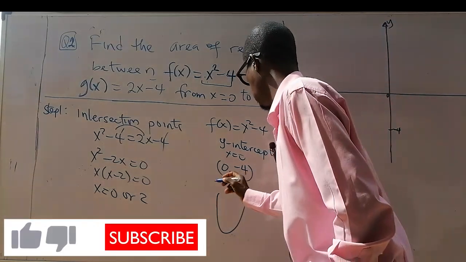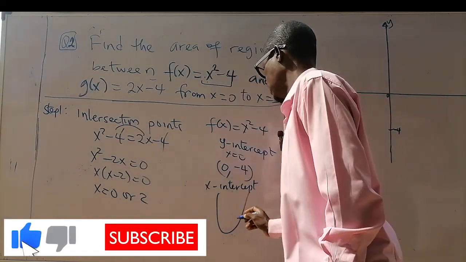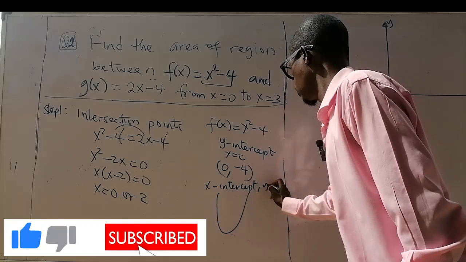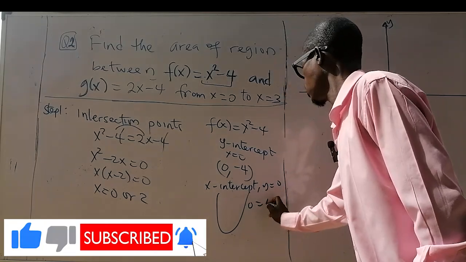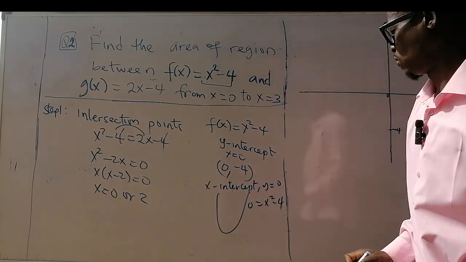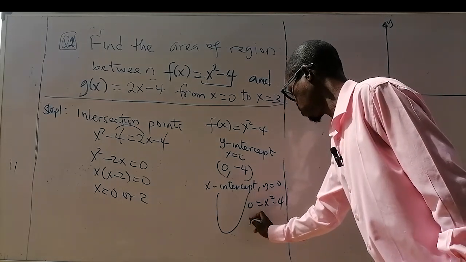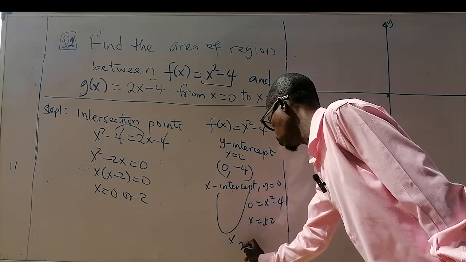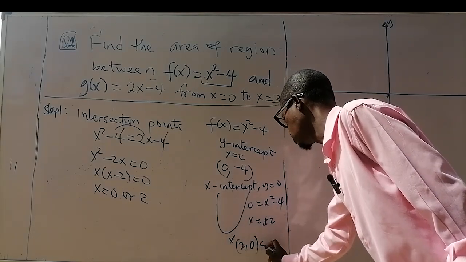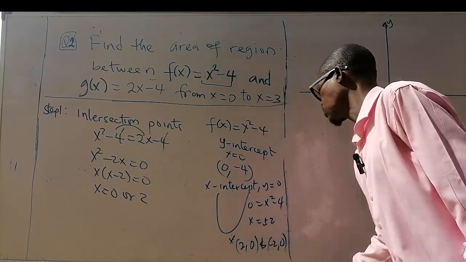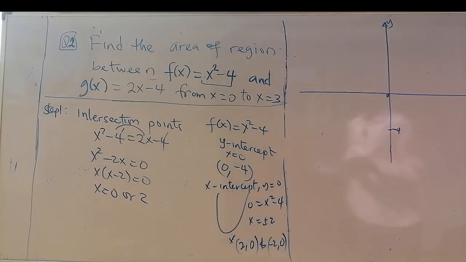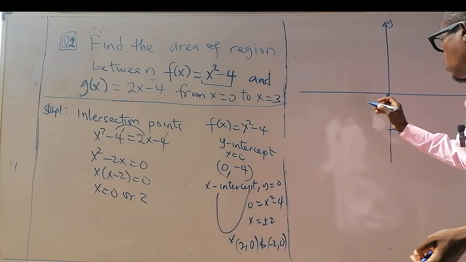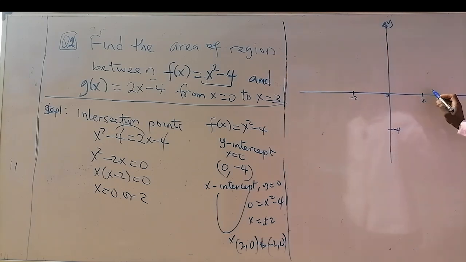Then you can also do the x-intercept. For the x-intercept, y is 0, so solve that: 0 equal to x squared minus 4. So x will be plus or minus 2. That means we have 2, 0 and minus 2, 0. When x is minus 2, y is 0. When x is 2, y is 0. So these are the x-intercepts.